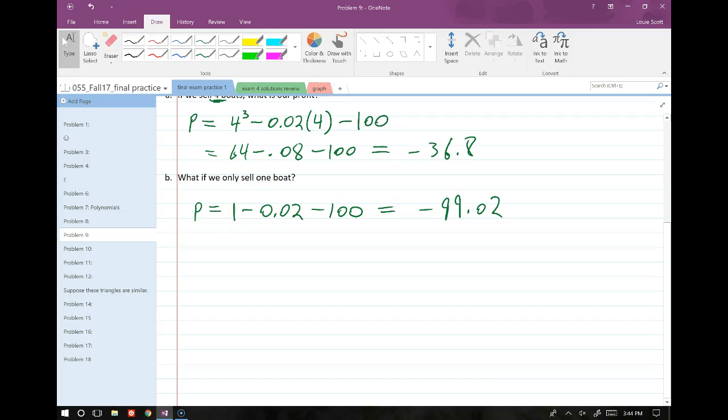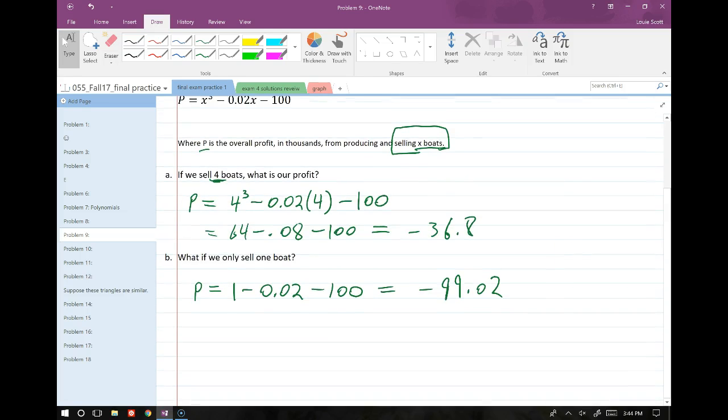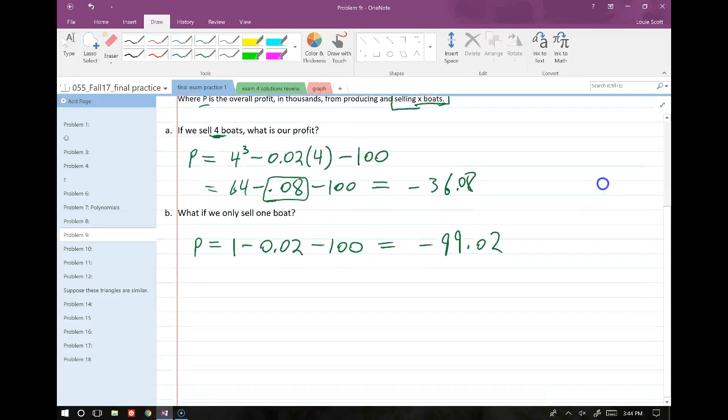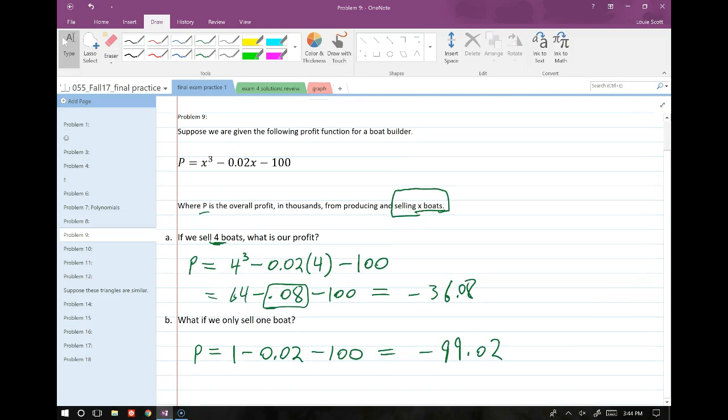You have a question? The first one shouldn't, I got negative 36.08. 0.08? That could be it. Oh, yeah, you're right, because this is 0.08 right here. That's exactly what it would have to be. Good catch. Okay, so if we wanted to figure out when this guy became profitable, we would set this equal to 0 and solve for x.